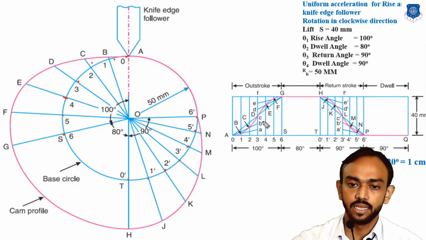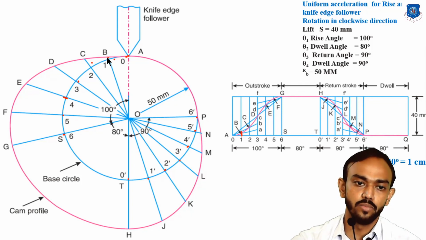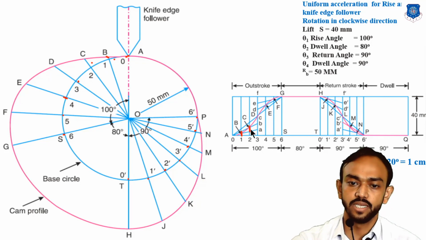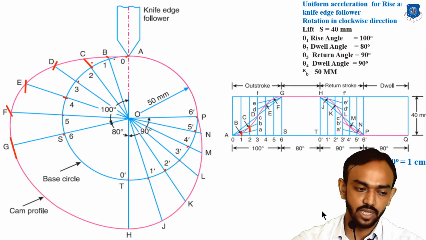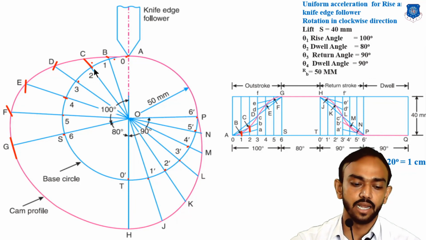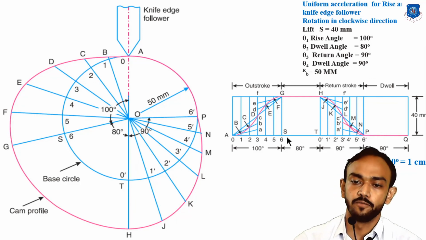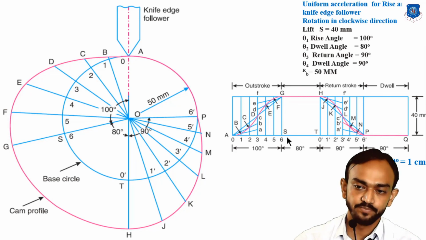And after that, using this distance here, 1 to B. So 1 to B is here, 2 to C, 2 to C here. So take this point, we are going to make some arcs also. You can make the arc here by using a compass, and same as here, and you join all the points and you will get this cam profile. Okay, thank you.